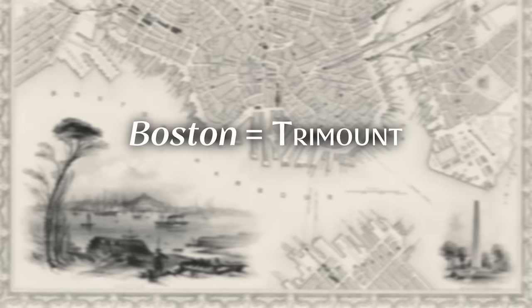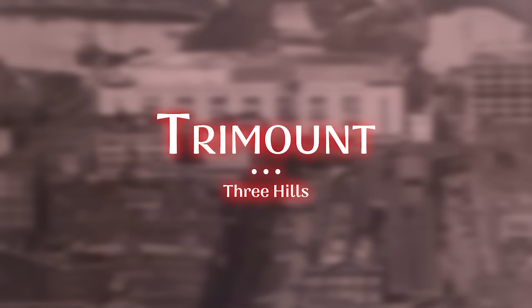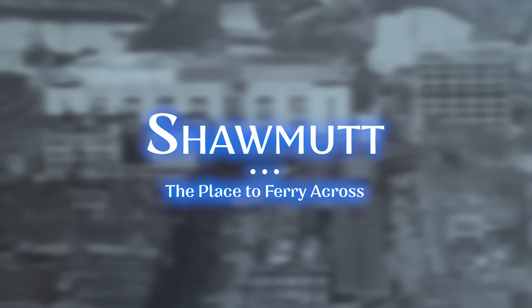Boston was originally called Trimount by early European colonists, named for the three large peaks that dominated the area, but Native American tribes called the place Shawmut, meaning a place of water to ferry across. The European name emphasizes the land where they were first able to build their new settlement, in spirit of the Puritans finding a new home. While the Native American name tells us of the ability to travel across the waters and how important that was for their life in this region.